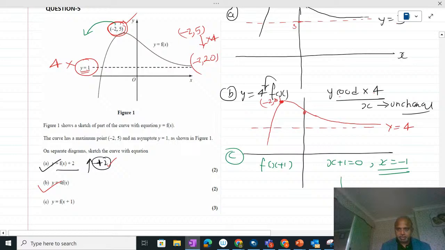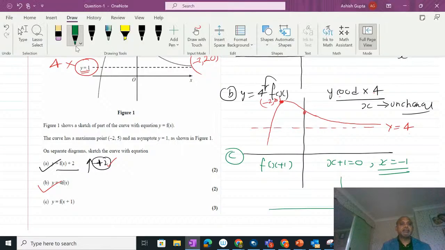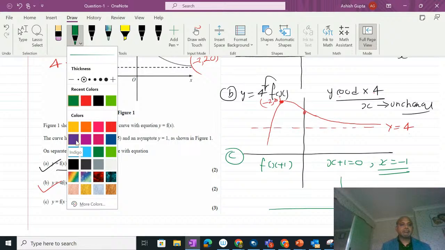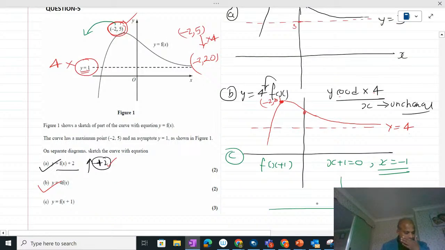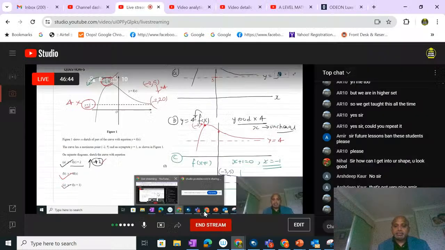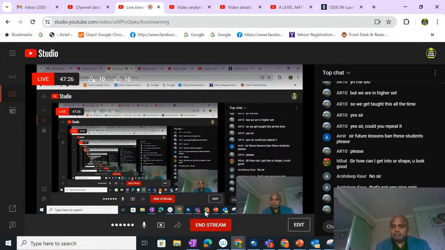Let me sketch this part as well. This is easy now. So this is going to be minus 3 and 5. Yeah, here. Minus 3 and 5. And the asymptote will be y equal to 1, no change. And it is going like this, and it is crossing here, and then it will go parallel to y equal to 1. So this is C part, right? Any question, guys? Any question?